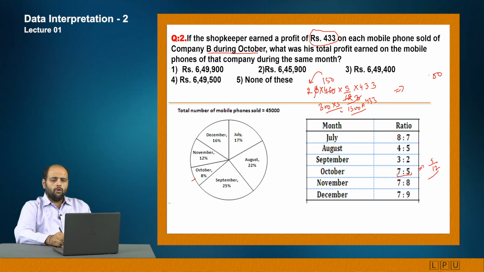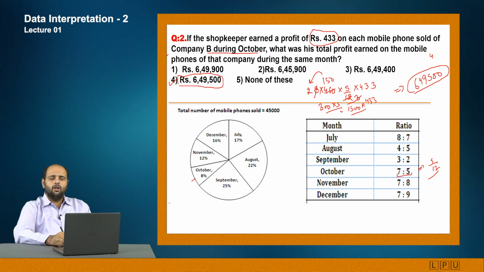So 15 times 3 is 45, and then 4; 15 times 3 is 45, so that will be 9. Then again the value 4, and 15 times 4 is 60, so that will be 64. So 6,49,500 will be the net profit earned. So what will be the answer? The answer will be option 4.